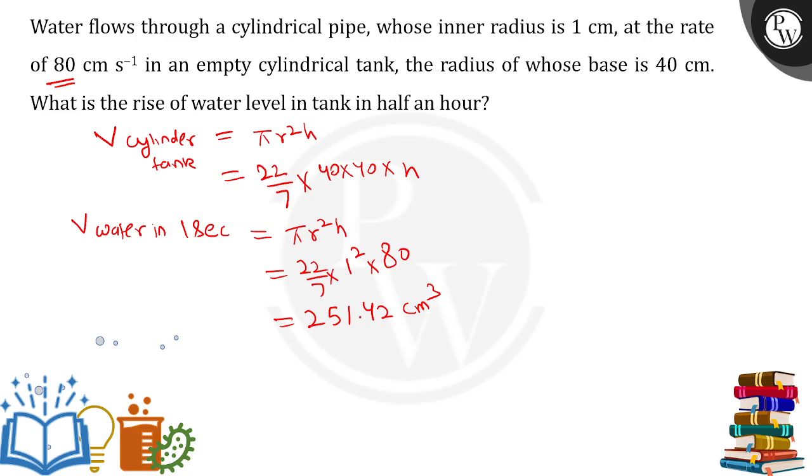So in total, let's say in 30 minutes, volume of water will be what? Why 30 minutes? First of all, because half an hour. In half an hour, how much is the height increase? That is what we need to see. So this was in 1 second. So now if I have to calculate for 30 minutes, so what happened? This is for 1 second. 251.42 was for 1 second.